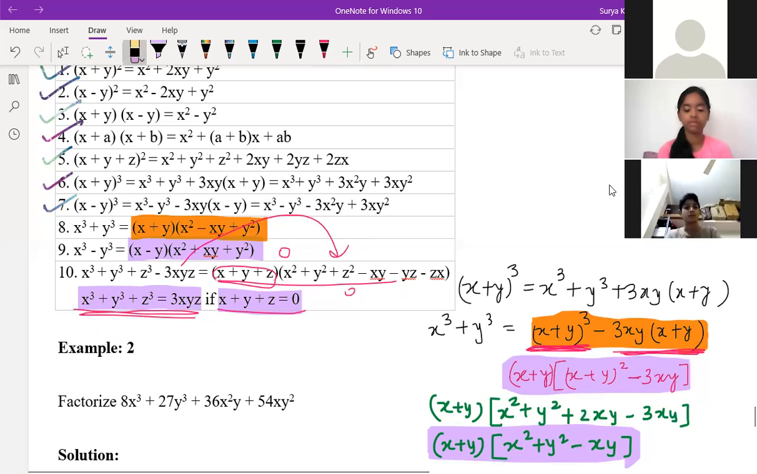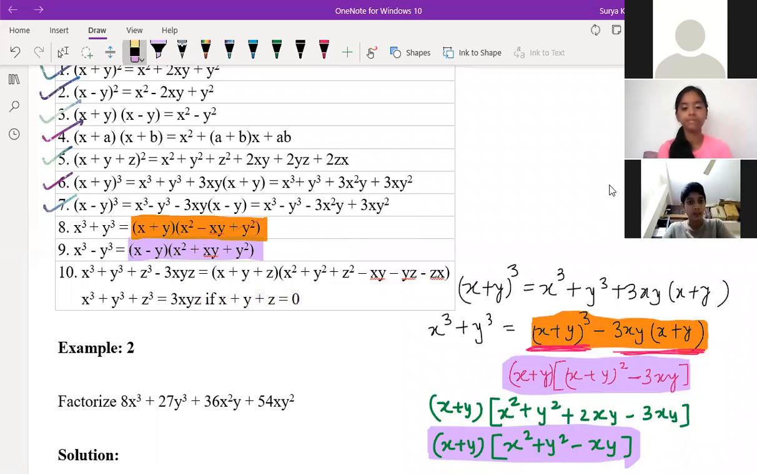So this is clear, children. Till now, anyone having doubt? Now example number 2 is there. This you can factorize. See, 8x to the power 3 plus 27y to the power 3 plus 36x square y plus 54xy square. Can you do this, children?